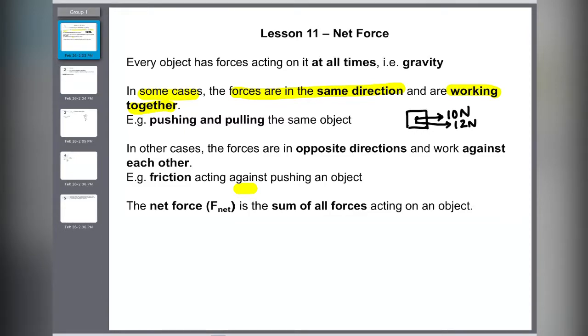But then what if I tell you there is now an extra person who likes to fight and says, hey, I'm going to push this way at 8 Newton. So how do I work out the net force? When they're working in opposite directions, they're working against each other. So in this case, I'm going to have to go 10 plus 12, but then minus 8 to get the net force. The net force is basically the sum of all the forces together, but it does matter what direction it is.